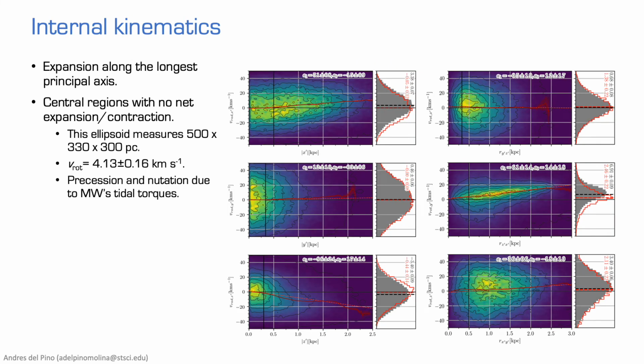When analyzing the internal kinematics, we found that Sagittarius is expanding in its external regions, mostly along its longest principal axis. You can see such expansion projected over the longest, intermediate, and shortest principal axes of Sagittarius in the left columns of these plots, where a red line shows a boxcar average of the stellar velocities and positive values indicate expansion. The right column shows the stellar rotation measured about the same axes, where the influence of the Milky Way tidal forces can be observed as precession and nutation. Interestingly, we found that there is an inner region that is not expanding or contracting and that it's rotating at around 4 km per second.